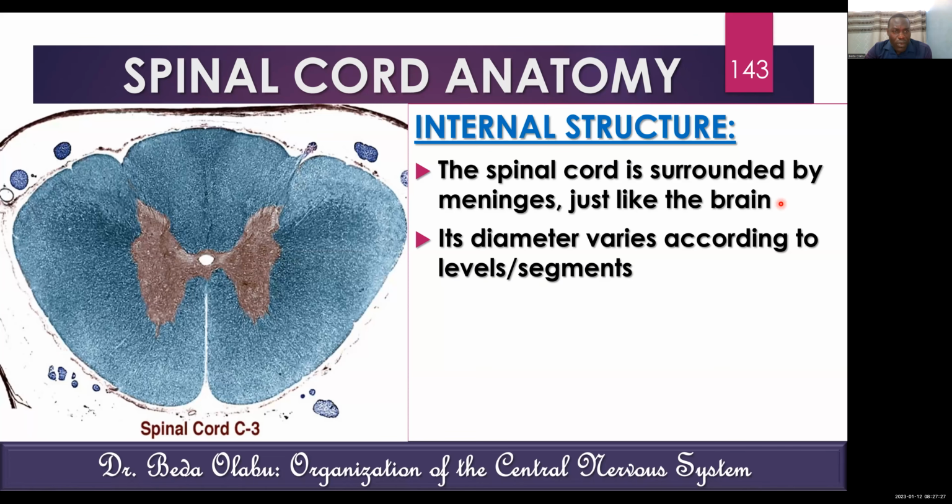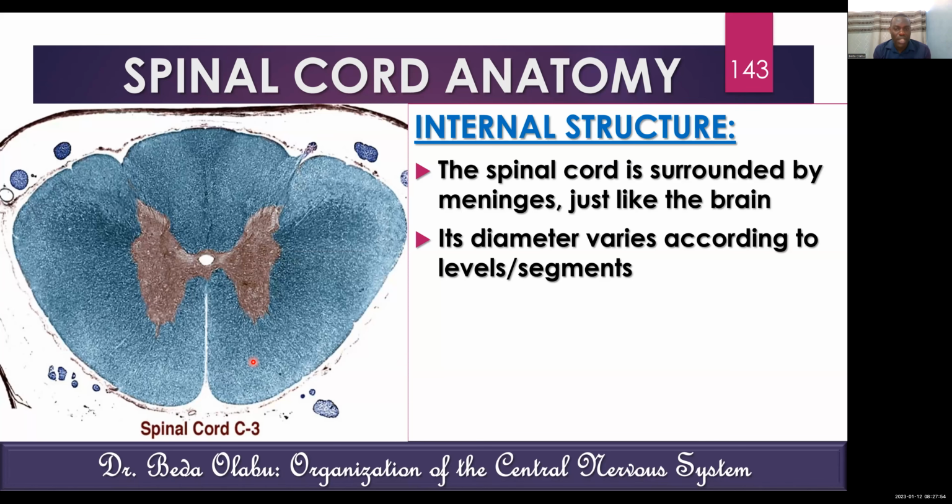The diameter of the spinal cord varies a lot depending on the segment. Now, the concept is that the upper segments will tend to be wider compared to the lower segments. That's one. But also the regions of the enlargements will tend to be larger than the other regions. So consider that understanding.